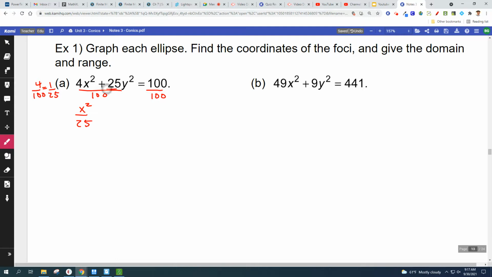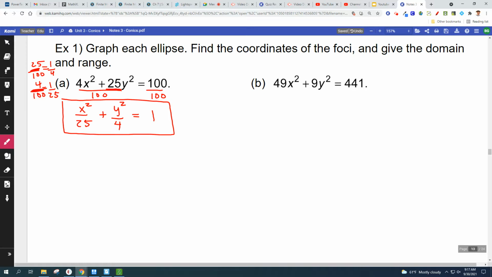Now, likewise, with the second fraction, it's 25 over 100 which is going to reduce to 1/4. So I'm reducing my fraction. That's going to be plus y squared over 4. I've got 4 over 100 reduces, and I've got 25 over 100 reduces equals 1. That's my equation of my ellipse. All right.